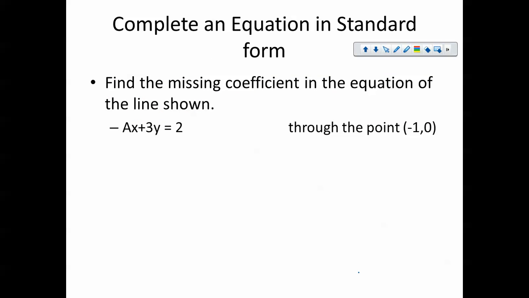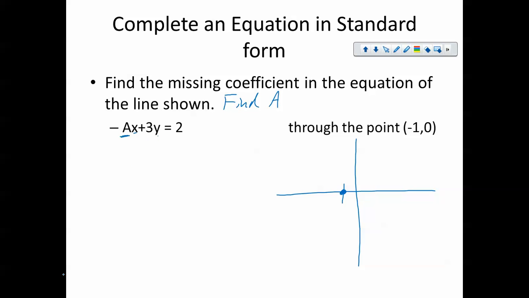Last problem type today. Find the missing coefficient in the equation of the line shown. So it says find a, right? Find a. And it goes through the point (-1, 0). So we have a line that goes through this point, and we need to find out what this a value is. So what I want to point out to you here is a is the variable we're looking for.